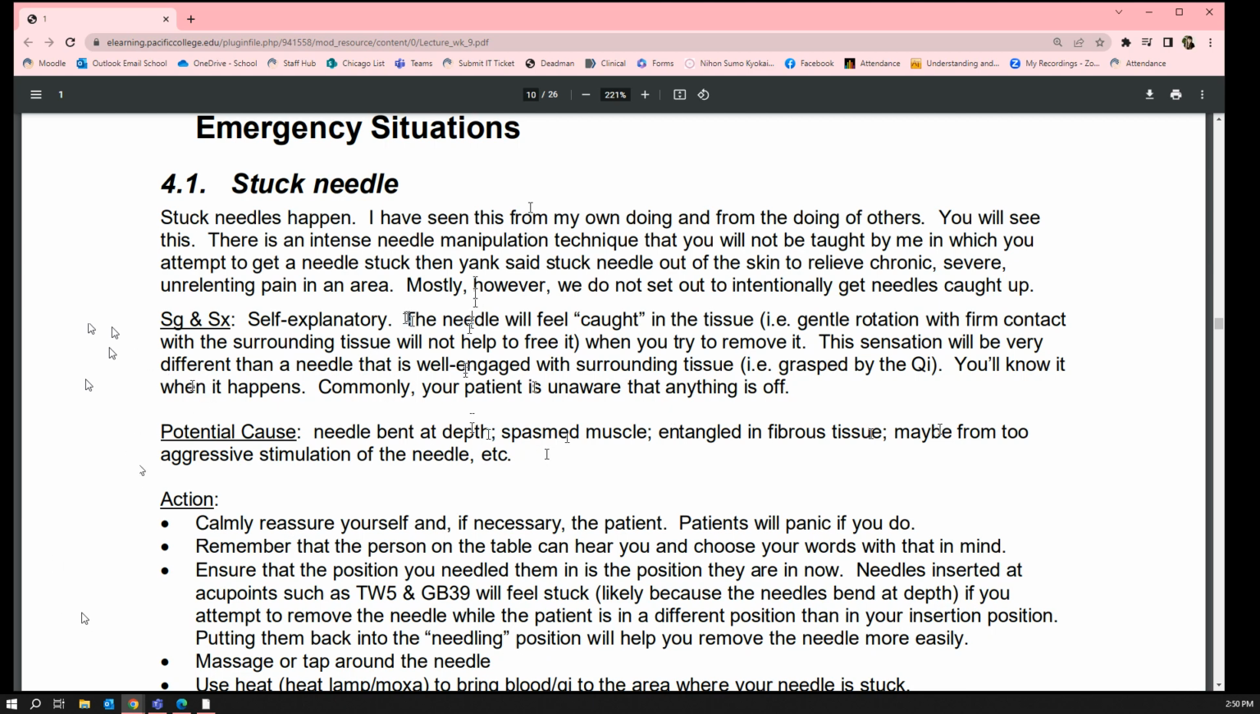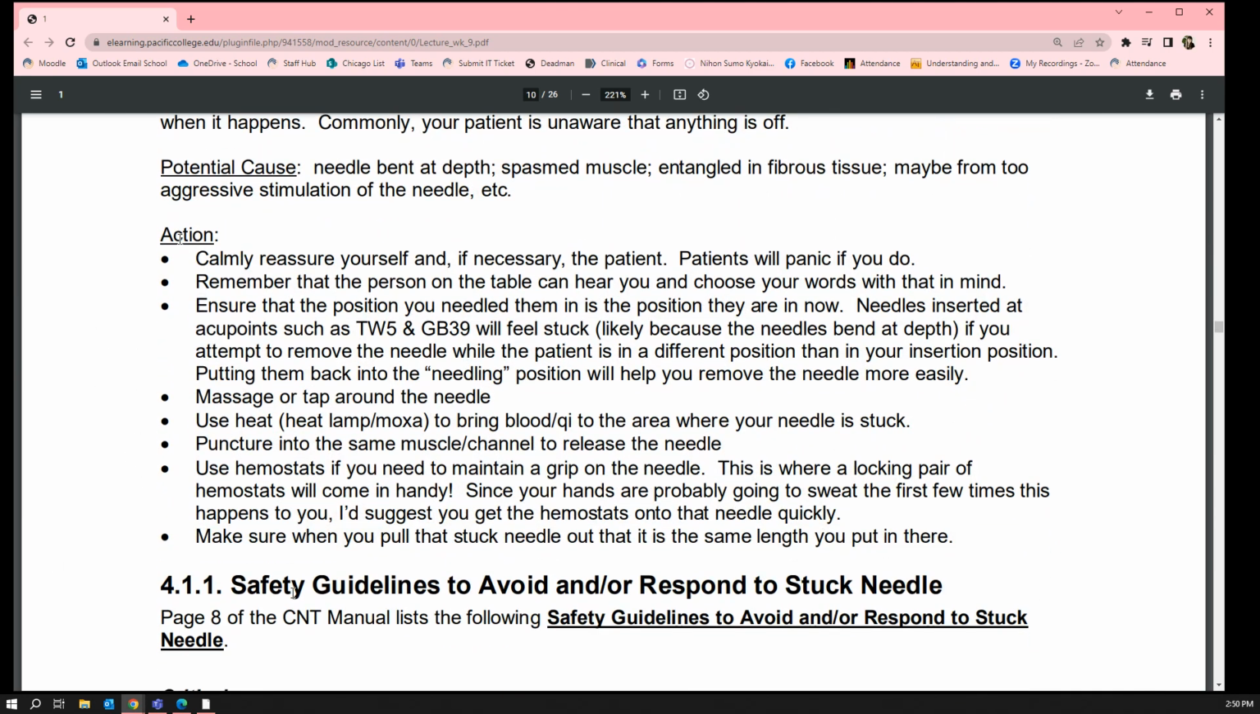In general, when you get a stuck needle, first thing, look at the notes here. Action: calmly reassure yourself and, if necessary, the patient. I can promise you this. Generally, patients will panic if you do, and generally they will not if you do not. So again, it's really up to you to set the tone for all of these unwanted situations. So take a deep breath, wipe the sweat from your brow if such a thing exists. Remember that the person on the table can hear you.